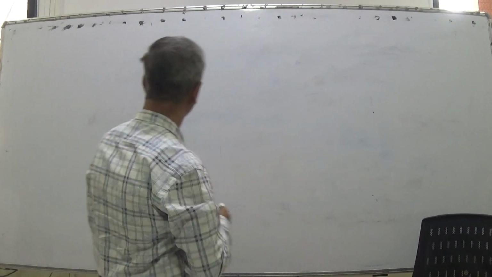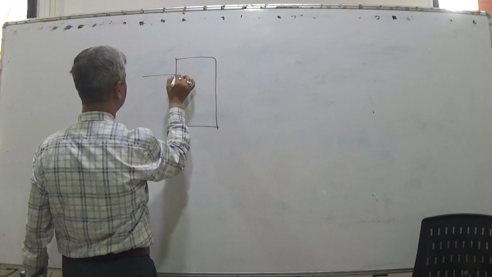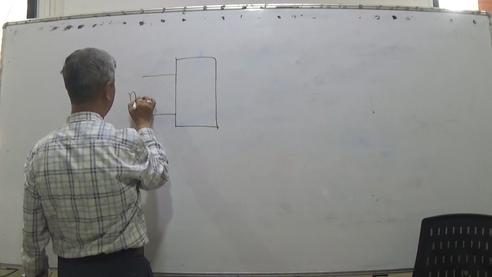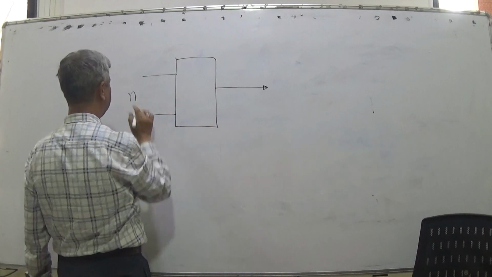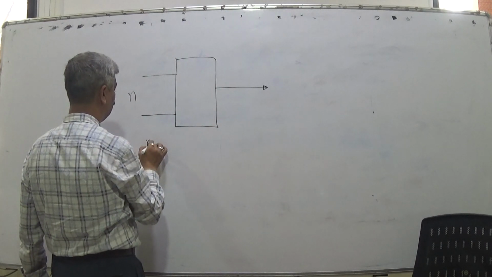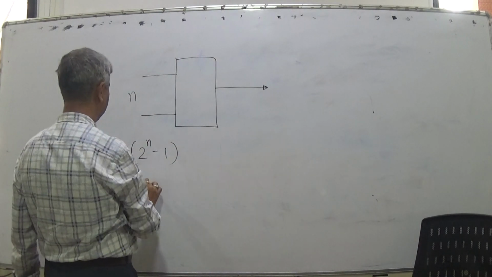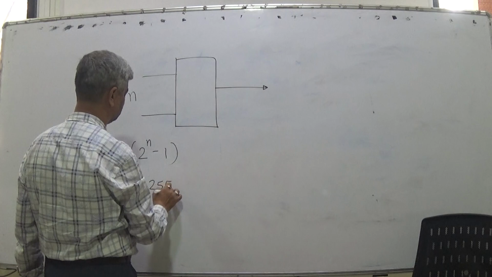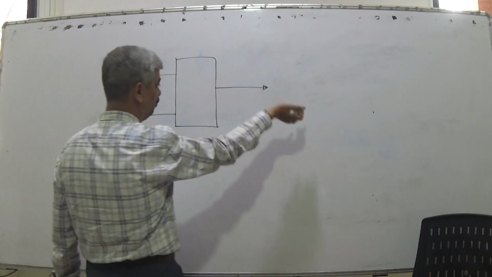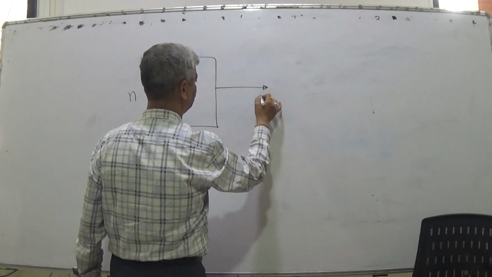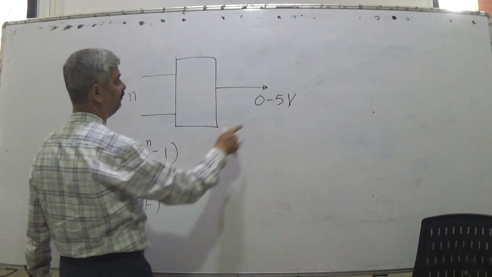What the DAC does: a DAC has n digital inputs and 1 analog output. With n digital inputs, the maximum value is 2 raised to n minus 1. So if n is 8, then 255 is the maximum combination, or FF hex. And on the analog side, there is some maximum voltage. Normally we go for 0 to 5 volts, then FF is mapped to 5 volts.